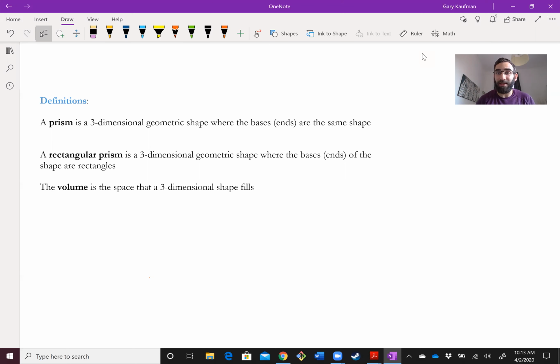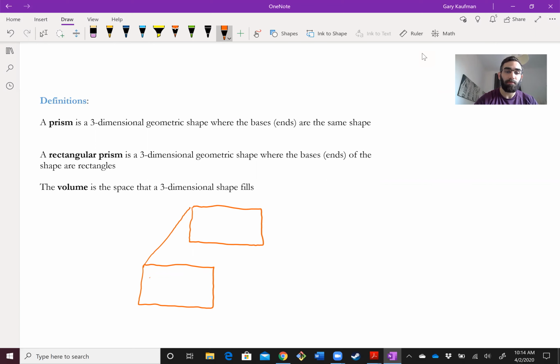Now, you might be having to draw some 3D shapes. I want to give you a little trick that sometimes helps. What you do is you start by drawing your two identical bases. So here's my first one. You go up and to the right. There's my next one. And then you start connecting the vertexes that match. So top left to top left, bottom right to bottom right, top right to top right.